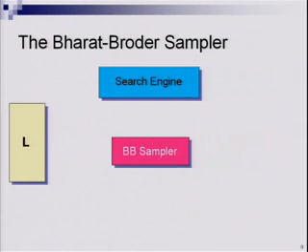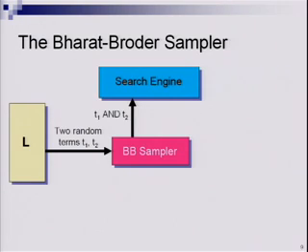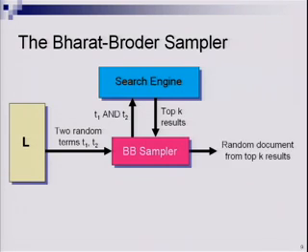Okay, now given a lexicon that was created in this pre-processing step, the sampler works as follows. It somehow chooses two terms, T1 and T2, from the lexicon. These are not chosen independently; they use the frequencies to choose these two terms. And then they submit a conjunctive query to the search engine: get me all documents that have both T1 and T2. They get back from the search engine the top K matches, and now they just pick a random match from these top K and return it as the sample.